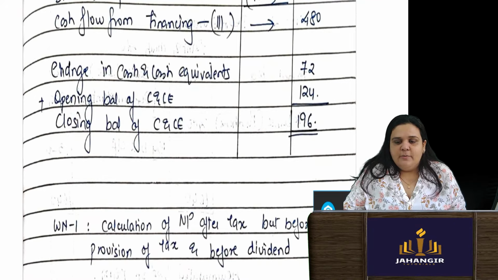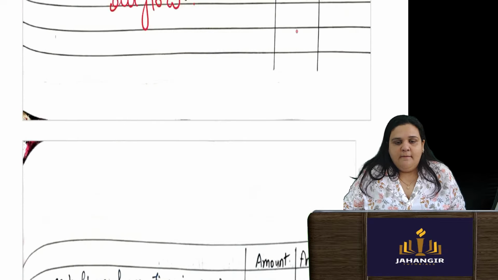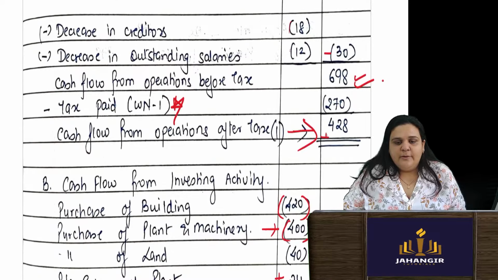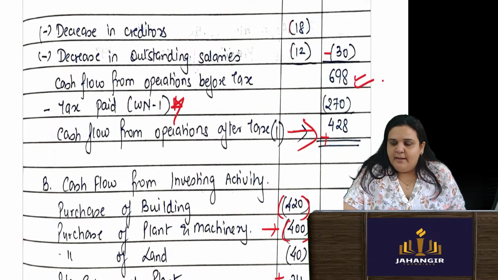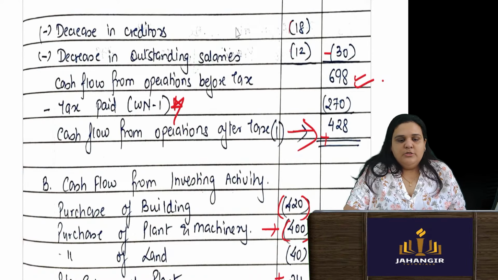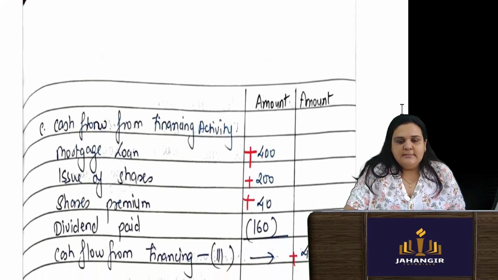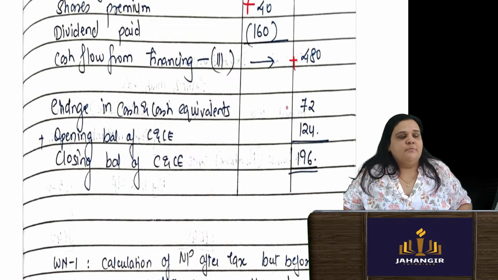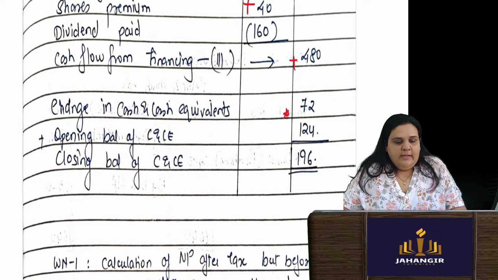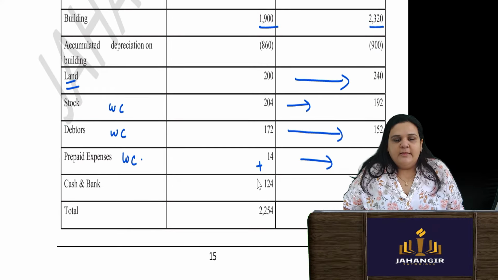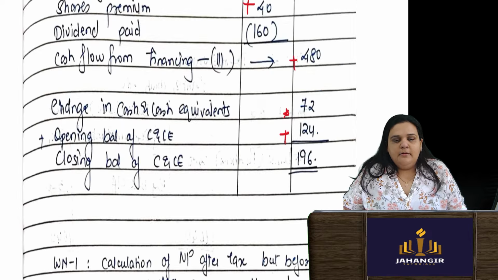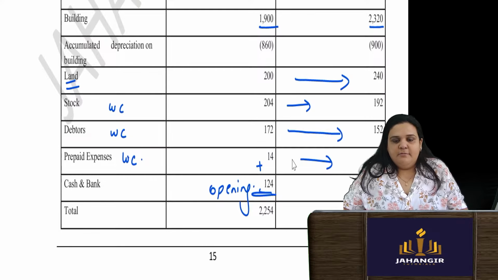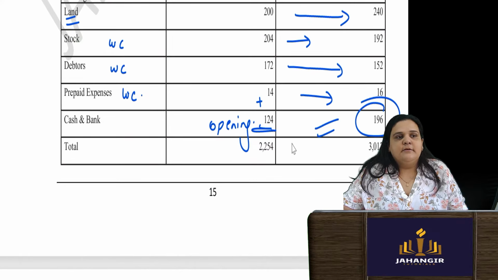So cash and cash equivalent. Cash flow from financial activities is positive 480. Then we have positive 428. 480 plus 428 is 908, and minus 836 because it is an outflow. We are going to get net cash increase or decrease. Increase in cash and cash equivalent is 72. Have they given me the opening? Yes, opening is given to me, 124. Add the opening, I'll get the closing 196. They have given me the closing, yes. Verified.